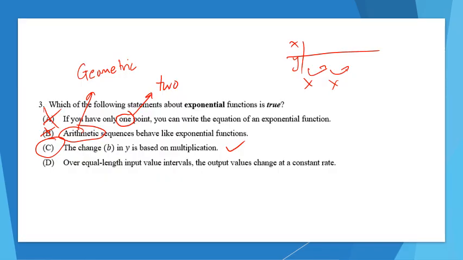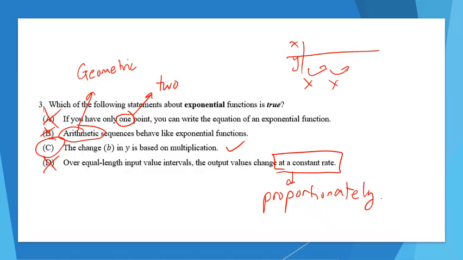Taking a look at D, over equally length input value intervals, the output values change at a constant rate. This is wrong. This should be change, and then the word that we used in class is proportionately. So D is false as well, making C the correct answer.